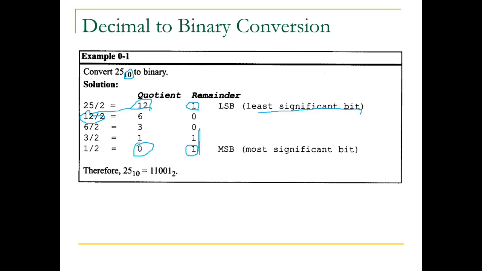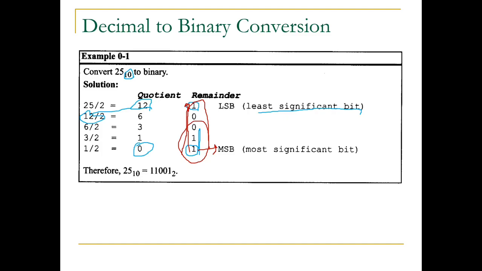Further, it is not possible to divide 0 by 2. These remainders make up the obtained binary number. The last digit is called the most significant bit, MSB. So from the most significant bit towards the least significant bit, we write the binary number 11001. Therefore, 25 to the base 10 is equal to 11001 to the base 2.